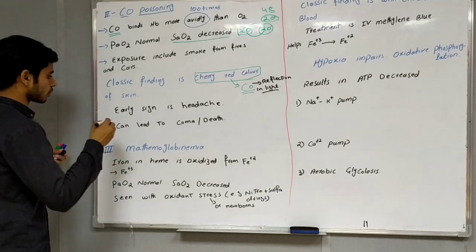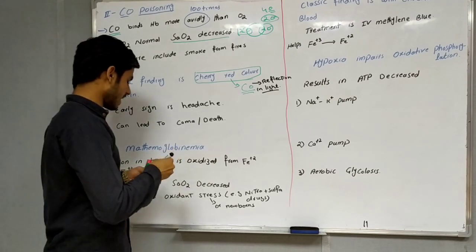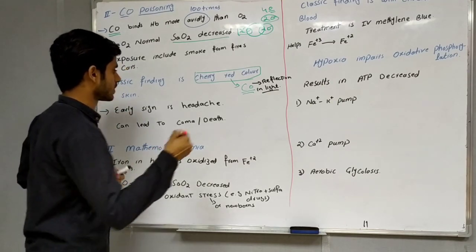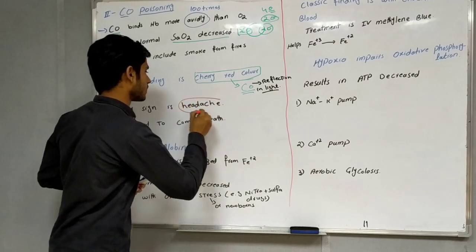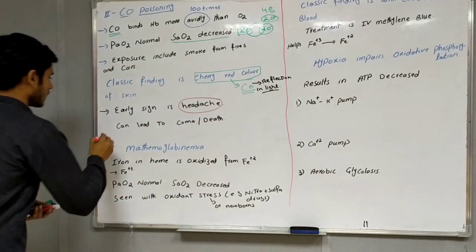The next thing about carbon monoxide poisoning is that the early sign is the headache. It is very, very important for exams. In exams a question comes: what is the early sign of carbon monoxide poisoning? That is the headache. So this is so simple.